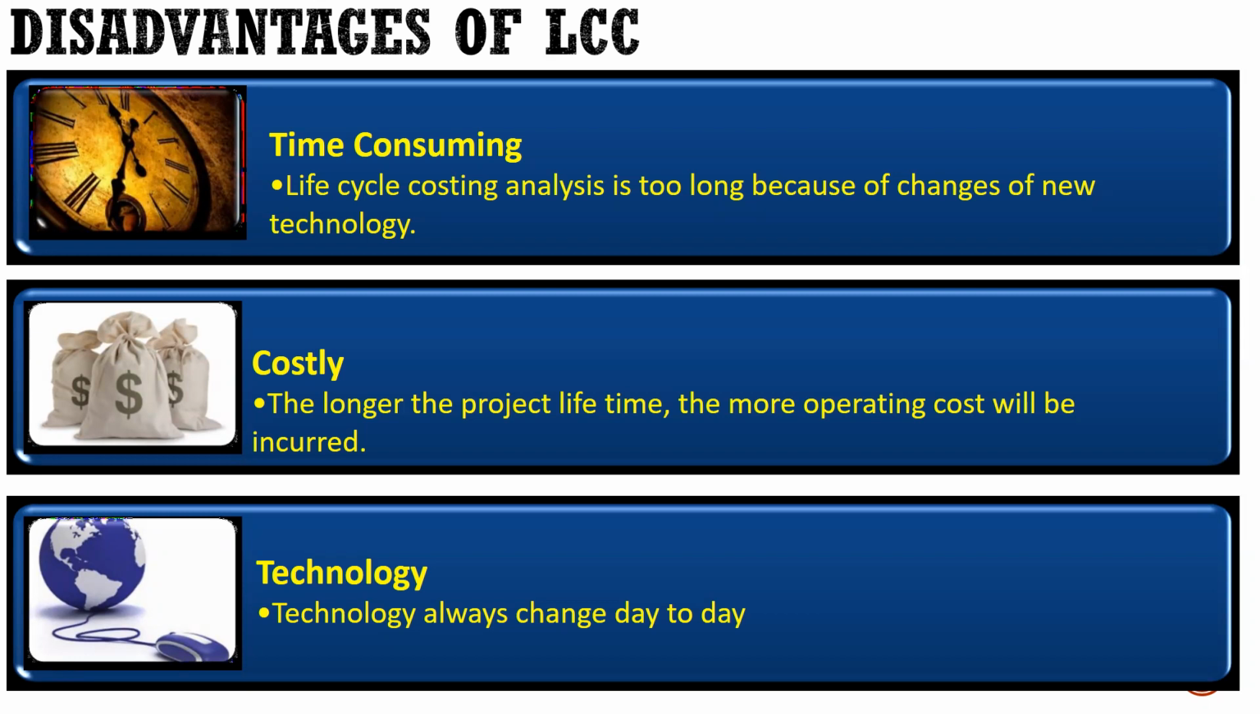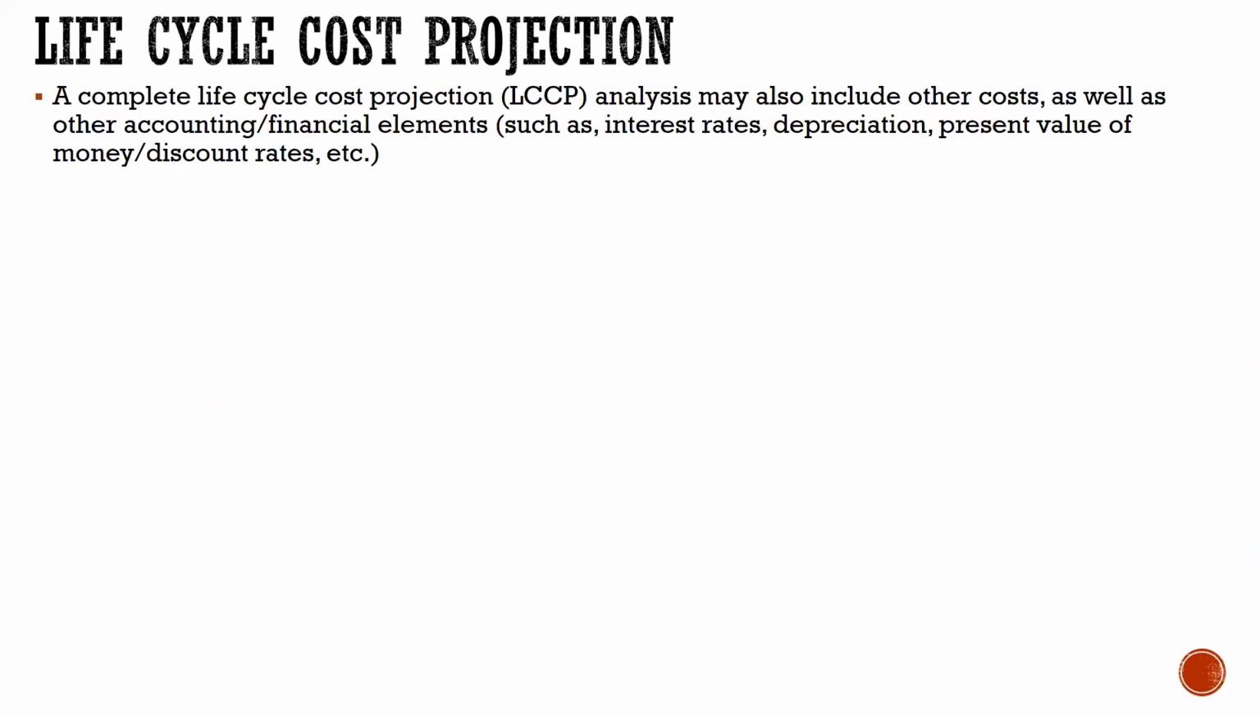Third, technology. Technology is always dynamic, changing day by day. There are a lot of new innovations. Today you may find this, but tomorrow it may change to a new innovation. You need to go back and find out what is the advantage of the new innovation and what are the advantages of the old innovation.